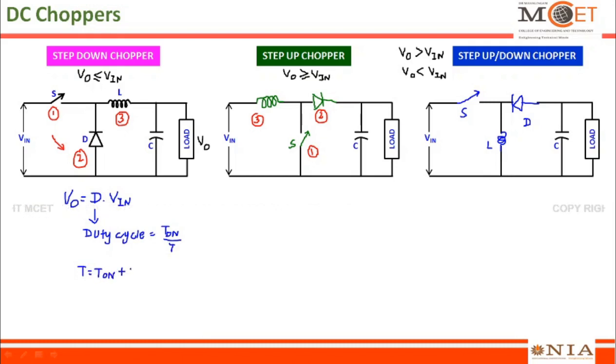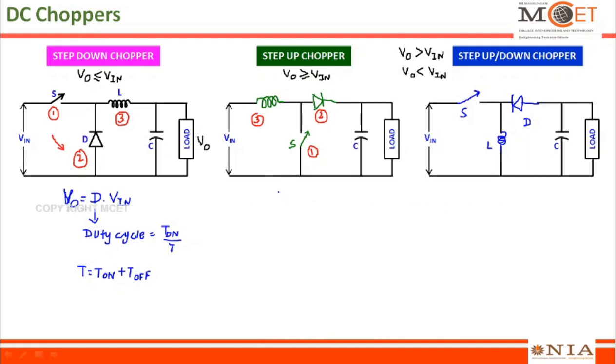So this is the important expression which we have derived from the previous video. Now this is the relationship between the output voltage and the input voltage for a step down chopper. Similarly, we can derive an expression between output and input voltage for a step-up chopper. Anyhow, I am going to derive it in detail in the next videos.